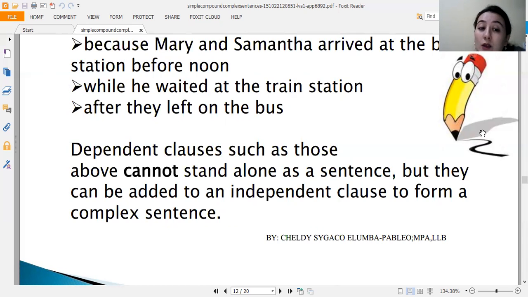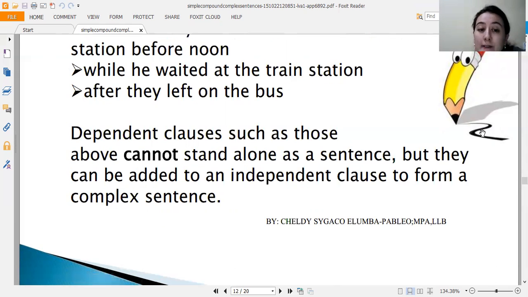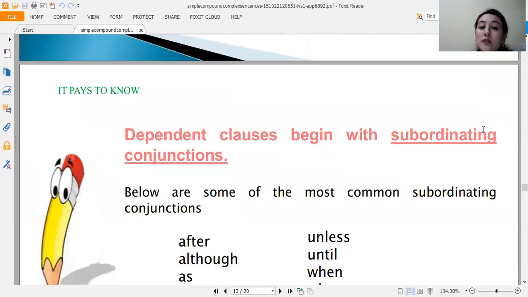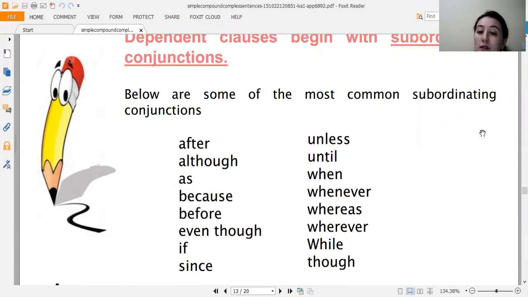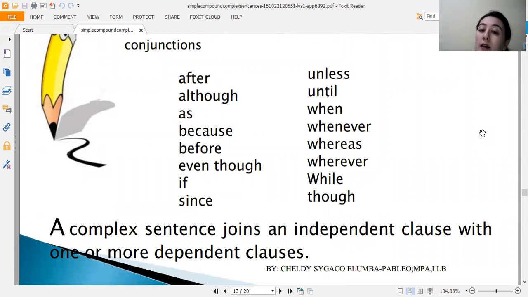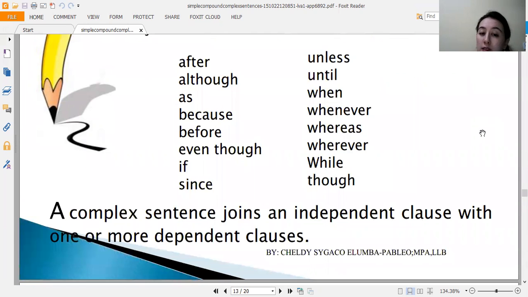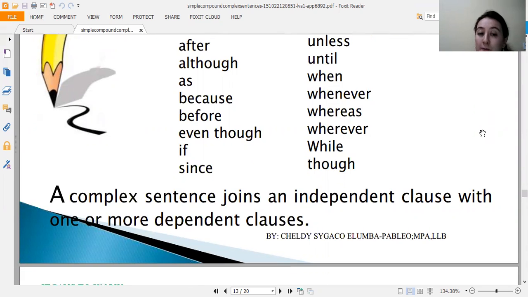But they can be added to independent clauses to form a complex sentence. Dependent clauses begin with subordinating conjunctions. They are not coordinators. So: after, also, as, because, before, even though, if, since, unless, until, when, whenever, whereas, wherever, while, though. A complex sentence joins an independent clause with one or more dependent clauses.